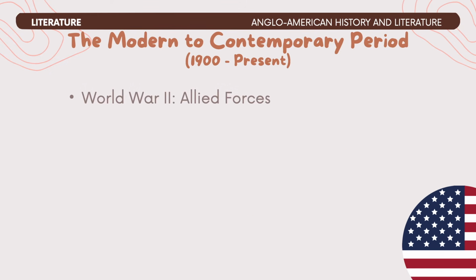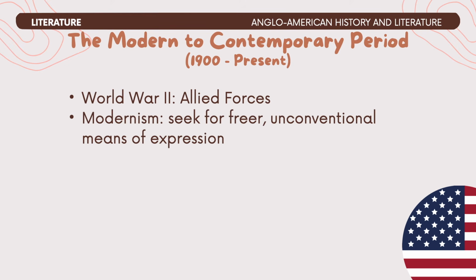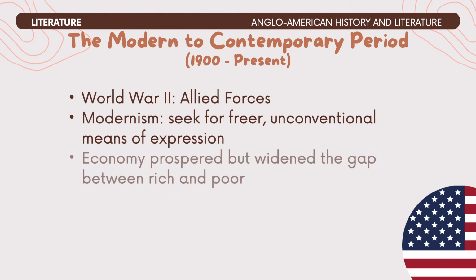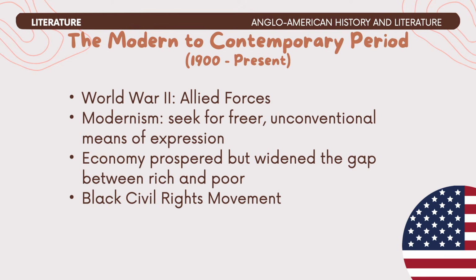During World War II, the U.S. was part of the Allied forces together with England. The U.S. bombed Hiroshima and Nagasaki, which eventually forced Japan to surrender. Modernism as an international movement drove many intellectuals to seek freer, unconventional means of expression. Some dealt with important social or economic issues. The U.S. economy prospered, but the gap between the rich and the poor widened. Moreover, the marginalized peoples demanded fuller rights, like the Black Civil Rights Movement, which aimed to end segregation.